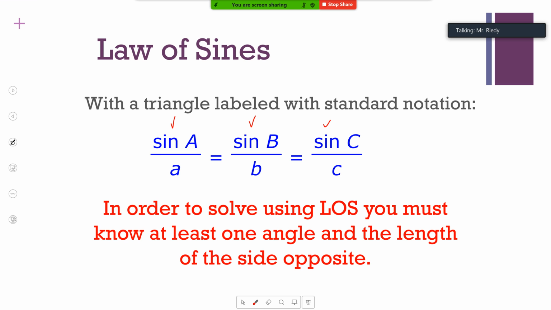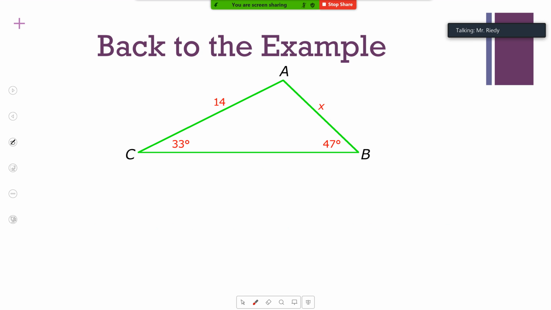Beautiful. All this is then, for the rest of the slideshow, just examples of how to apply the law of sines. 2 different scenarios. Number 1 is solving for an angle first. Second scenario, solving for a side first. So let's go back to this guy we had in the first slide.